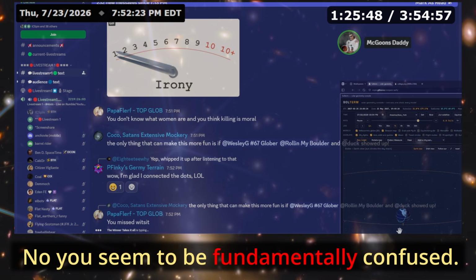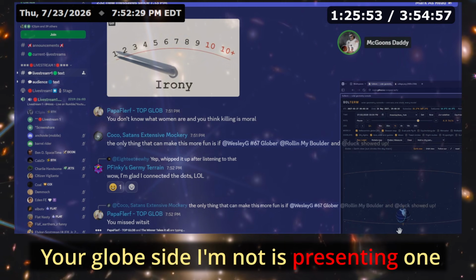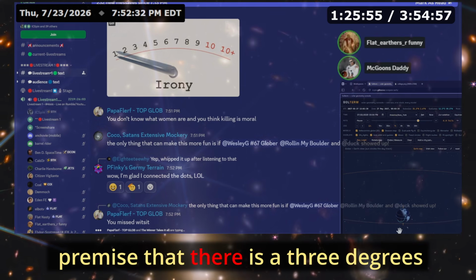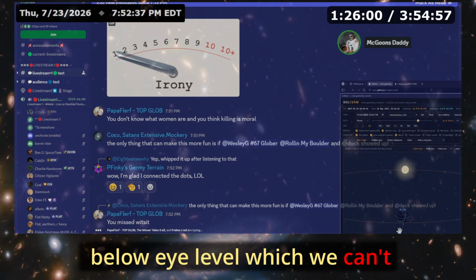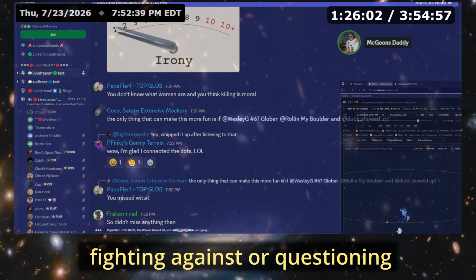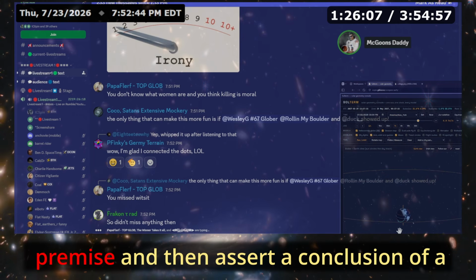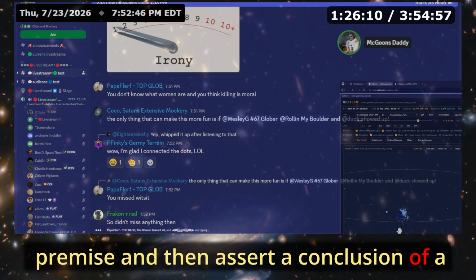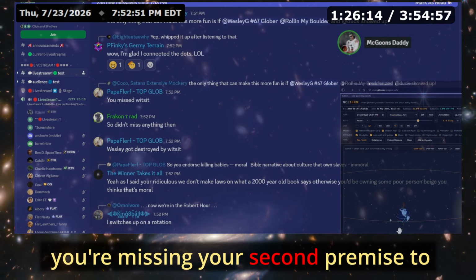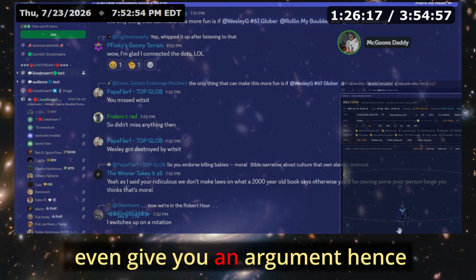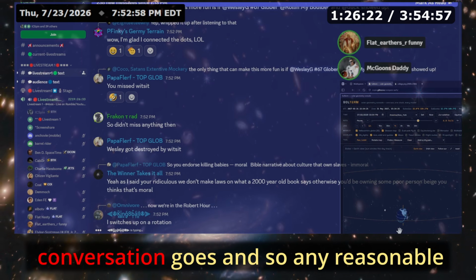No, you seem to be fundamentally confused. Your globe side is presenting one premise, that there is a 3 degrees sunrise below eye level, which we can't even crack into fighting against or questioning, because we can't even get a full argument from you guys, because you just give one premise and then assert a conclusion of a globe. Oh yeah, and that proves globe. You're missing your second premise to even give you an argument. Hence, the globe has no standing argument as far as this conversation goes.